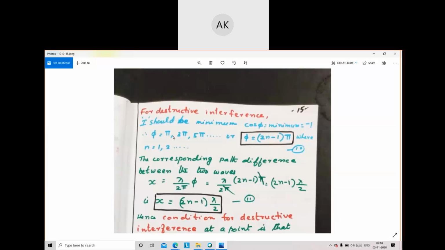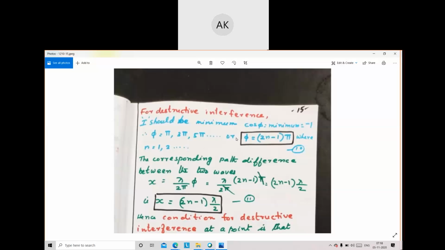Then next, 2 pi we cannot take, because cos 2 pi is 1, which is the maximum value. So after pi, the next value where we get minus 1 is 3 pi, then 5 pi, then 7 pi, like that. Odd numbers are okay: pi, 3 pi, 5 pi. So it is an odd integral multiple of pi, with n equal to 1, 2, 3. Then we get the condition for constructive interference.